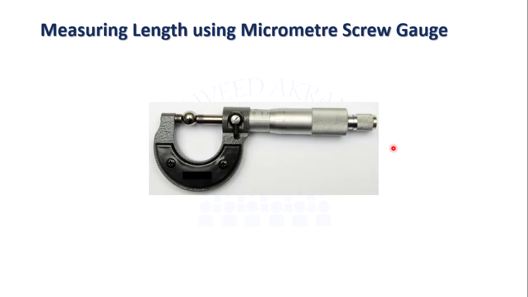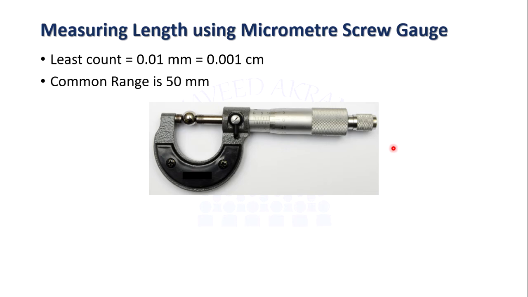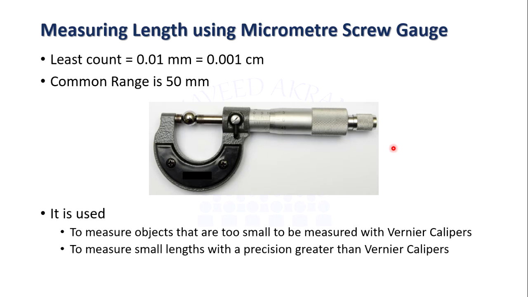And now we have the micrometer screw gauge. It has been your friend in O levels. Its least count is 0.01 millimeter or 0.001 centimeter, means it is 10 times more precise than Vernier calipers and 100 times more precise than meter rule. Its common range is 50 millimeter, लेकिन ये इससे ज़्यादा भी हो सकती है. It can be 75 millimeter or even 100 millimeter, but the common range is 50 millimeter.